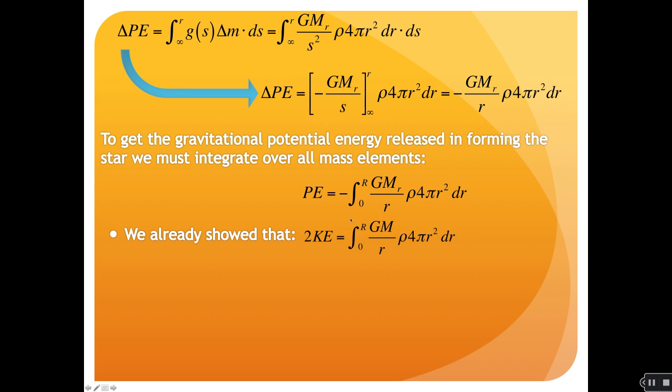But we already showed that we get an equation that 2 times the kinetic energy is given by basically the same thing. And so if we equate those, what we get is that the kinetic energy of a star is half the potential energy that went into forming it. And that is the Virial Theorem.